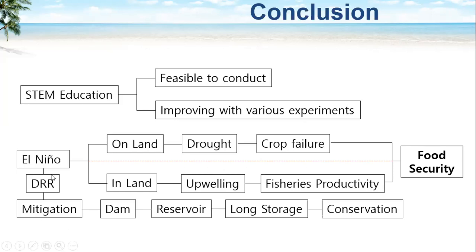But of course, because it might lead to severe drought on land, we need to act. We need to perform proper mitigation. We have to build dams, reservoirs, long storage here, as well as forest conservation to preserve the water before El Nino is about to come, okay? And if we optimize this kind of conditions, even though on land we suffer from droughts, we could maintain our national food security.